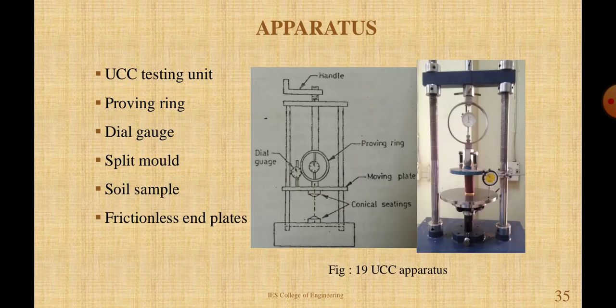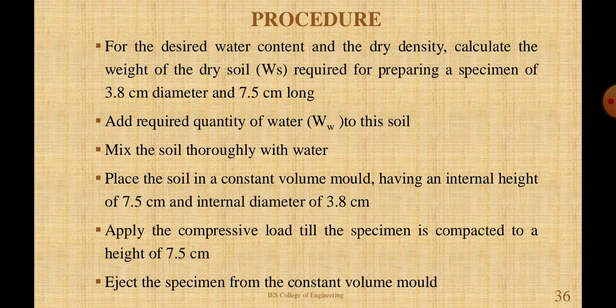Next, the apparatus: UCC testing unit, proving ring, dial gauge, split mold, soil sample and frictionless end plates. Procedure for unconfined compression test. For the desired water content and dry density, calculate the weight of the dry soil required for preparing a specimen of 3.8 cm diameter and 7.5 cm long.